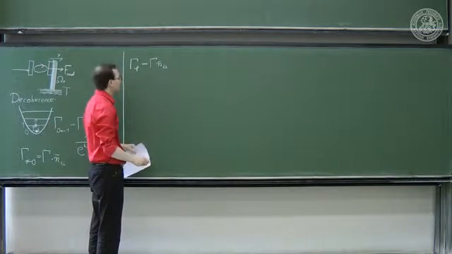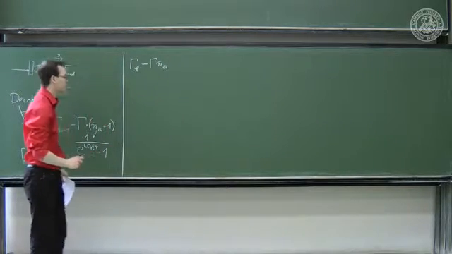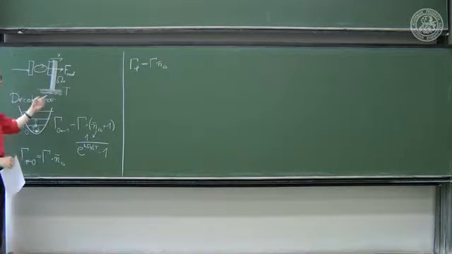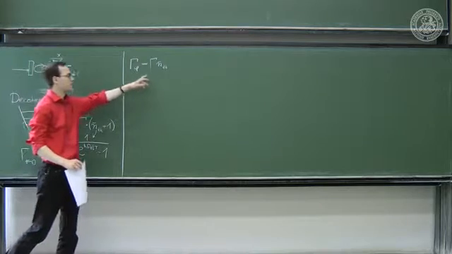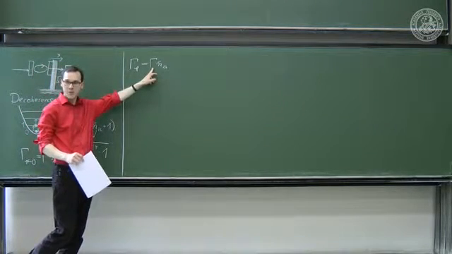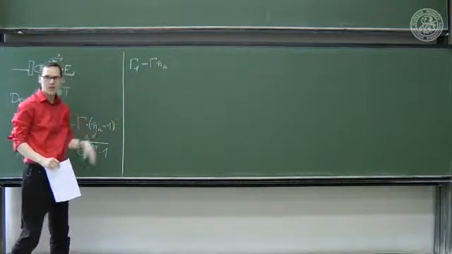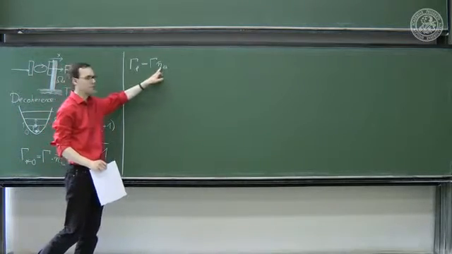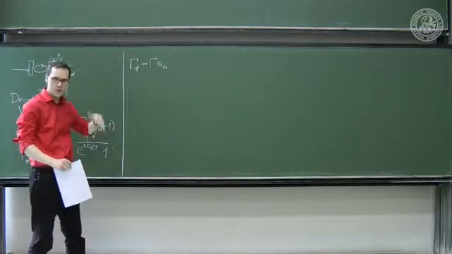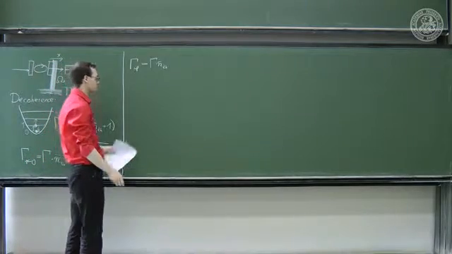Now, let me just rewrite this so we see how this is connected to the properties of this mechanical object. We already see, of course, it would be better to have a mechanical object with a very small damping rate. Also, it would be better to have a low temperature because then this is small. But I want to write this down in a different combination.